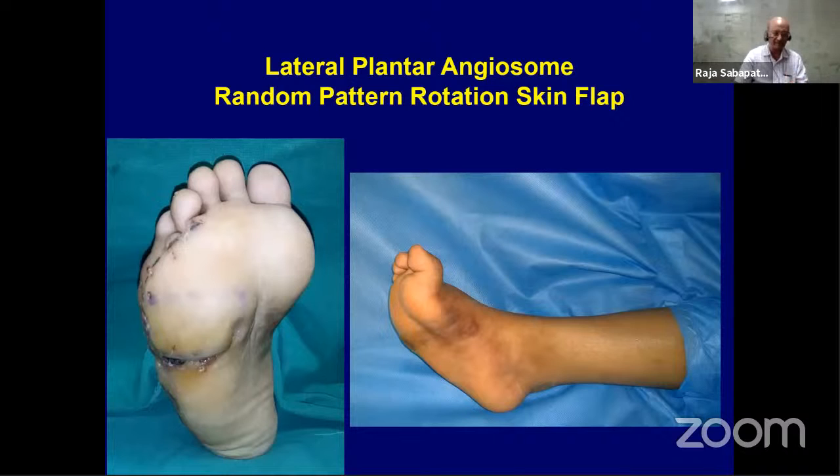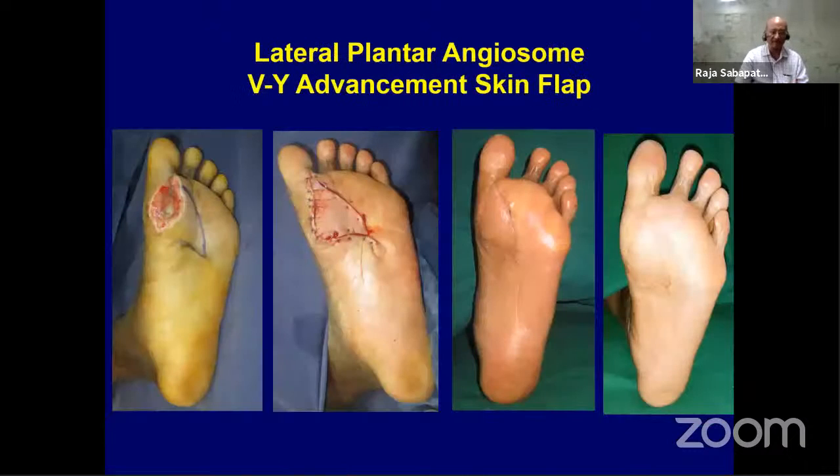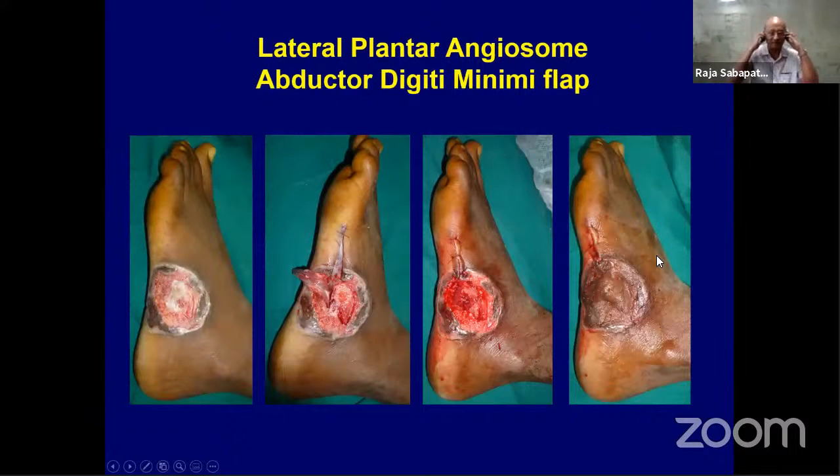So all of it is shifted back, and it's a random pattern flap, but it's a big flap. It has a big base, so it's quite possible that it lives. Whereas you could use small flaps too. For example, a VY advancement is made, and that's how the flap looks about a couple of weeks after, and then a year after the flap has been done. That's how the same flap looks.